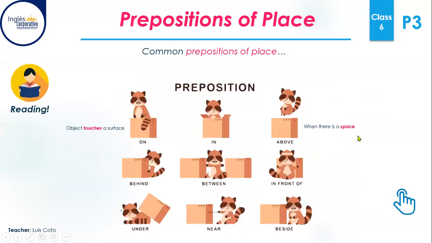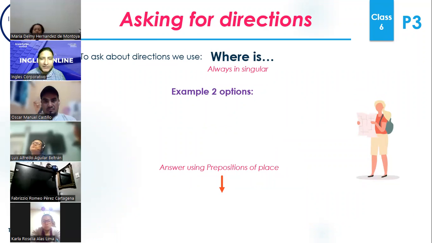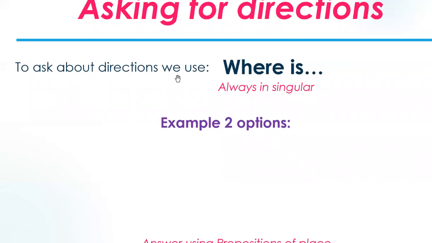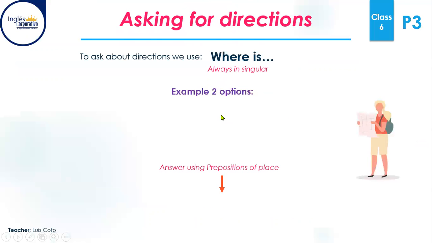Let's see, what else do we have besides the prepositions? Okay, asking, let's see, help me, Natalia, Milian. Can you read this part? Asking for directions. Okay. To ask about the direction we use where is, always in singular. Okay, example, remember. Two options. Yes, remember. Where is, always in singular. Always, all the time it is in singular.